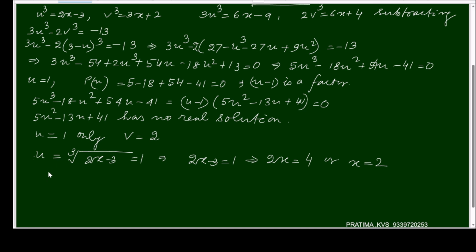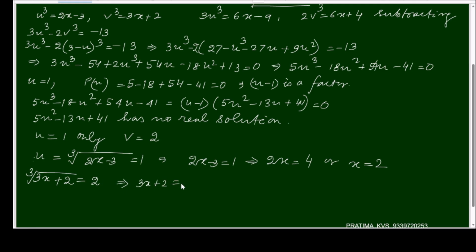Now let us verify for v. So v equals 2, so cube root of 3x plus 2 equals 2. That means 3x plus 2 equals 8, 3x equals 6, or x equals 2. So for this, x equals 2 is the only solution.